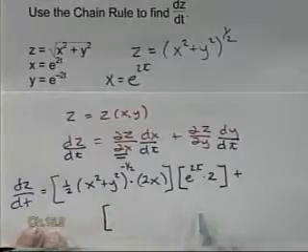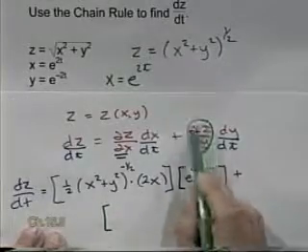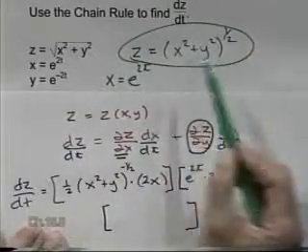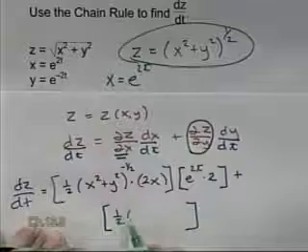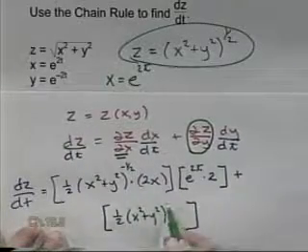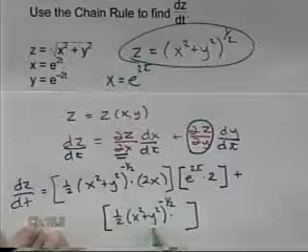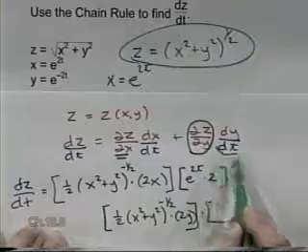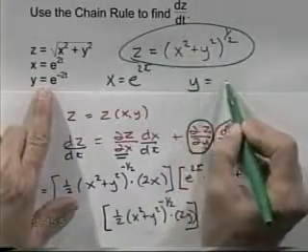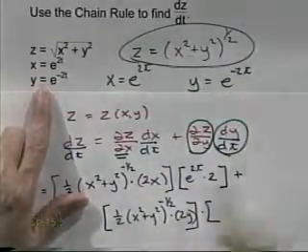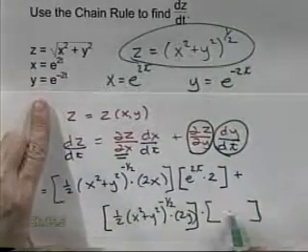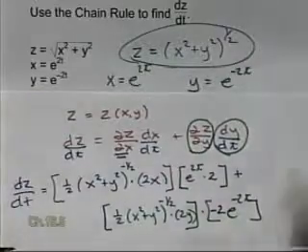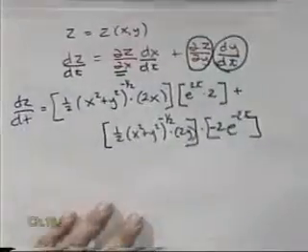Plus, now we have to take the partial of z with respect to y. So z is equal to this, so if I take the partial of that with respect to y, again, I have something to a power, so I bring down my 1/2, leave this alone, decrease my power by 1, times, what's the partial of that with respect to y? 2y. Times, now we've got to figure out dy dt. Well, y is equal to e to the minus 2t. And the derivative of e to the u is e to the u times the derivative of u, which is a negative 2.